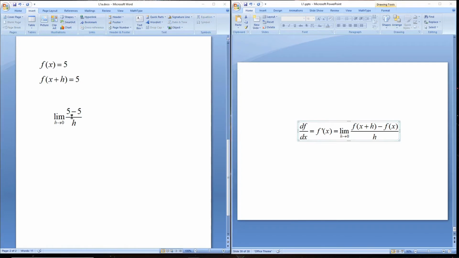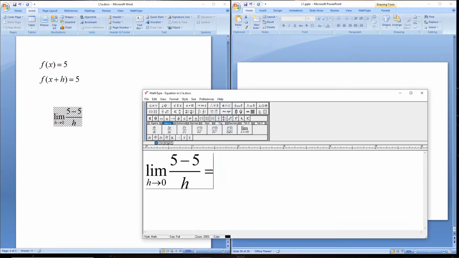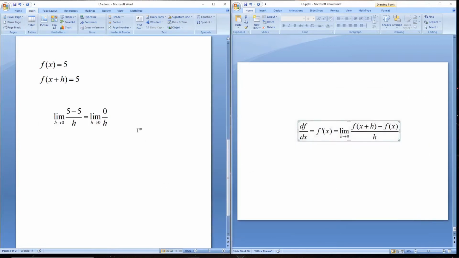And then we can simplify this because 5 minus 5 is 0. And I think this is a pretty cool limit. What is the limit of 0 over h as h goes to 0?